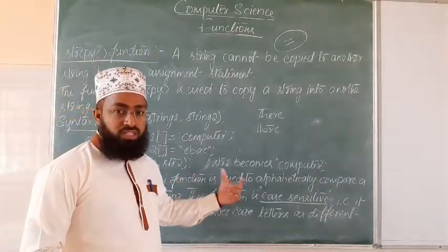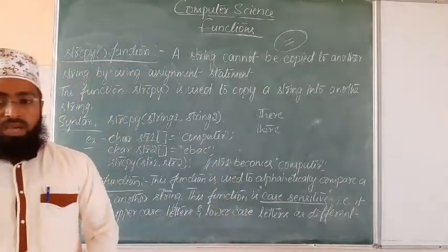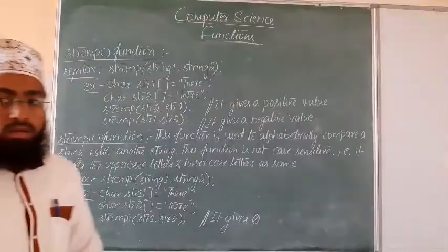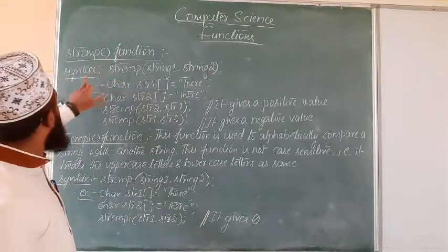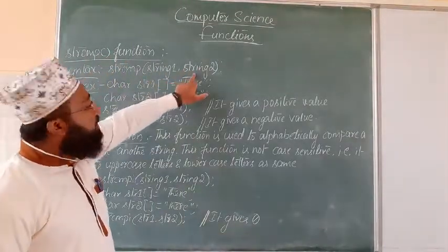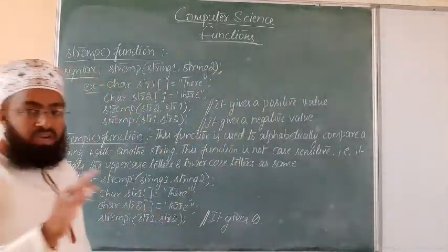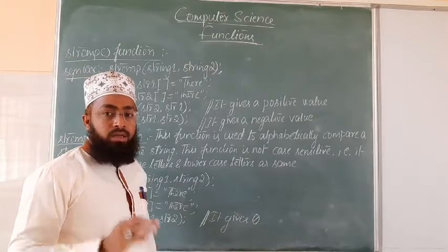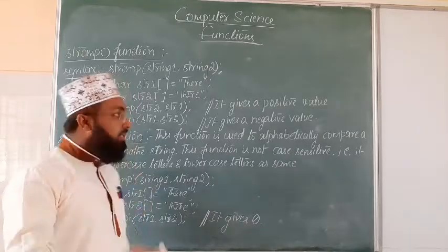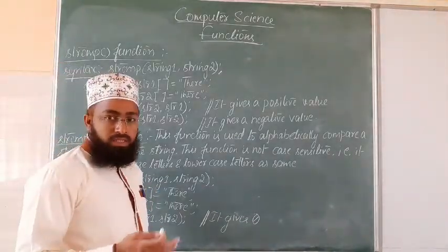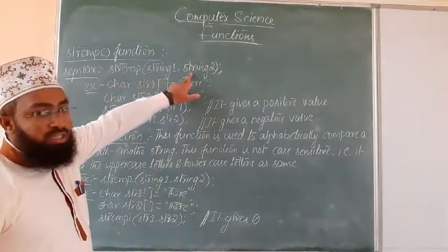Now come, we shall see the general syntax and the example of the strcmp function. The strcmp function syntax is strcmp(string1, string2). As I have explained, strcmp means comparing two strings alphabetically, but the condition is that it will check the uppercase and lowercase characters and treat them as different, that is, capital letters and small letters are treated as separate.